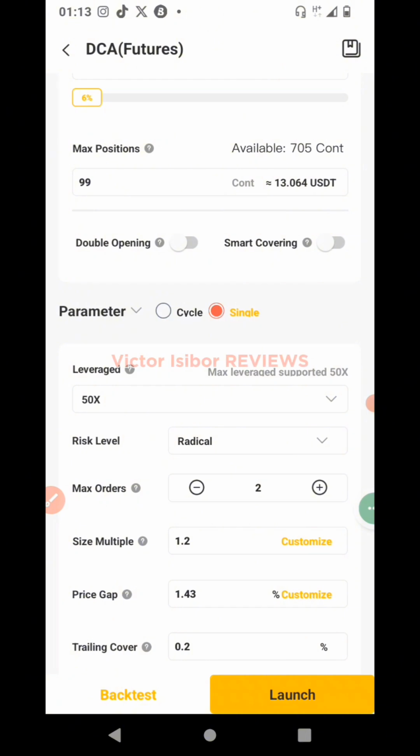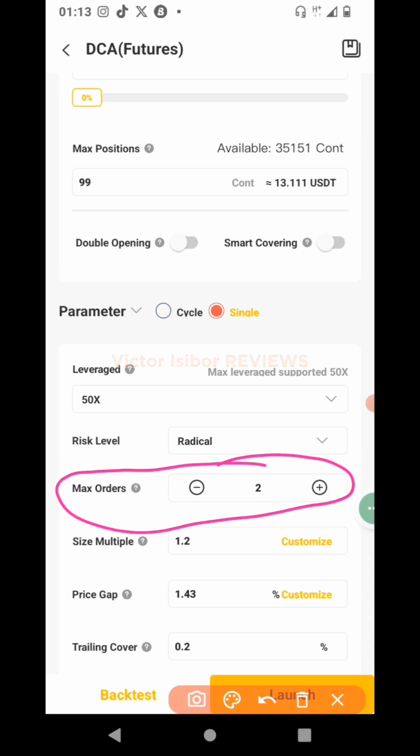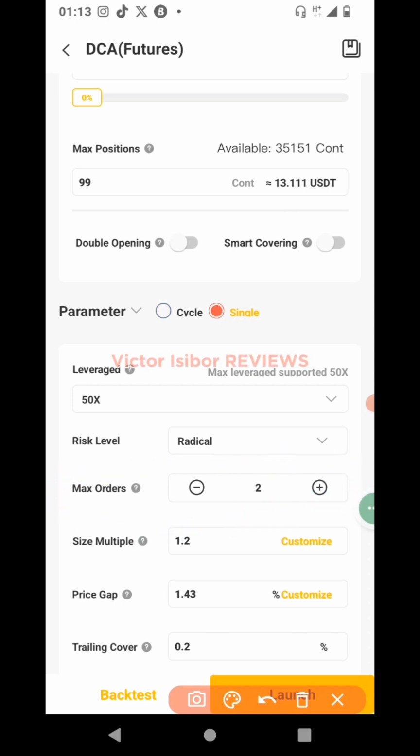Okay, scalping method, top gainer strategy, top loser strategy. You're like a thief that wants to get in and get out. You don't want to stay too long in the market. So I have no business having 2 max orders. No. One order is enough, sir. I'm going to reduce it to 1. Okay, I've reduced it to 1.